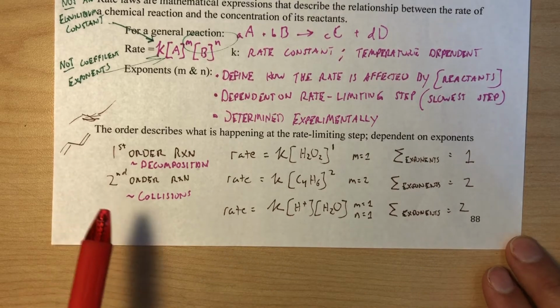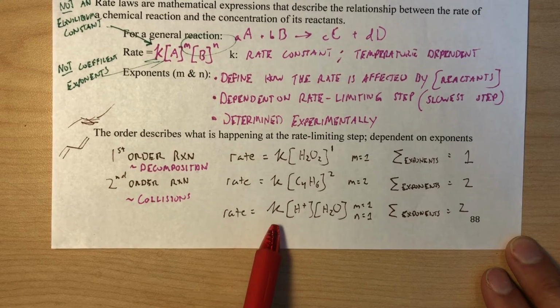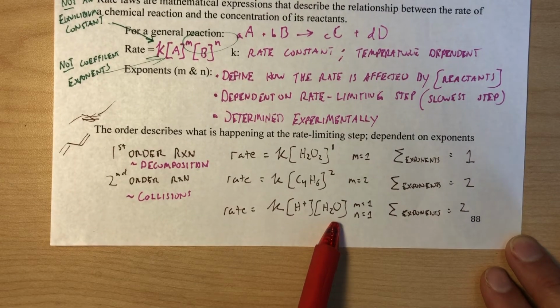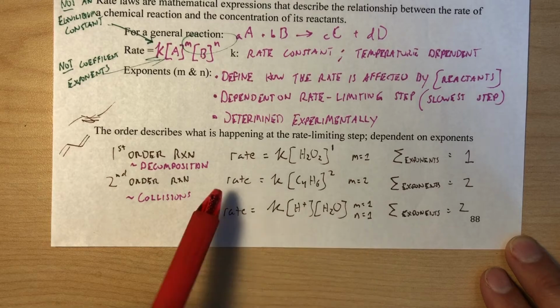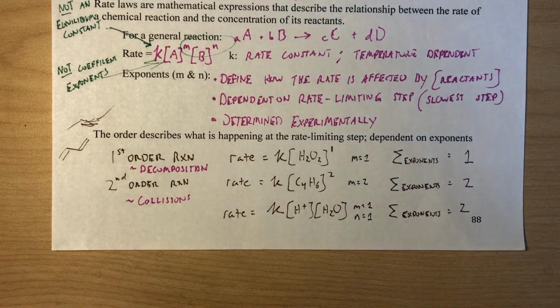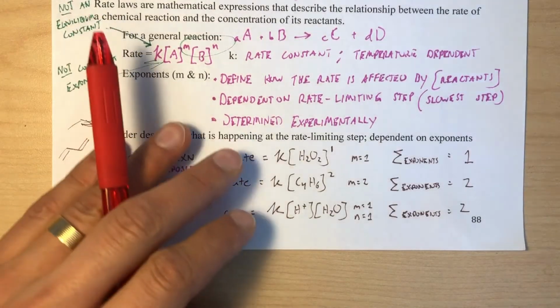There is another way that we can get a second-order reaction. For example, when the rate is equal to k times H+ times H2O, this is a situation where water and a proton might be reacting to form hydronium. Both of those exponents are an implied 1, so we have m and n both equal to 1. The sum of our exponents is also 2. So these are both situations of a second-order reaction. What we're going to do now is take a look at how to determine the order of the reaction.